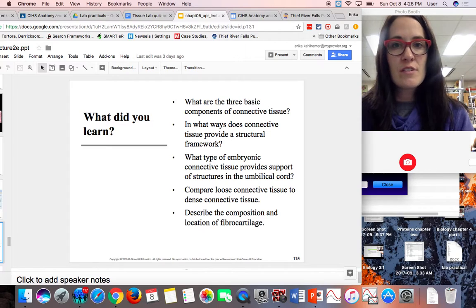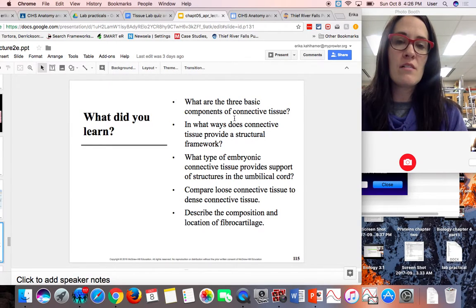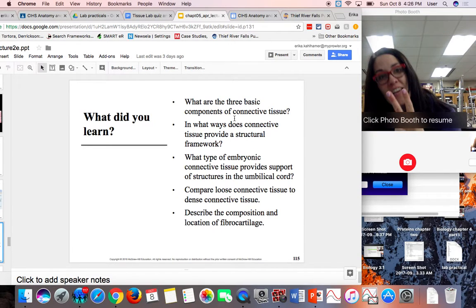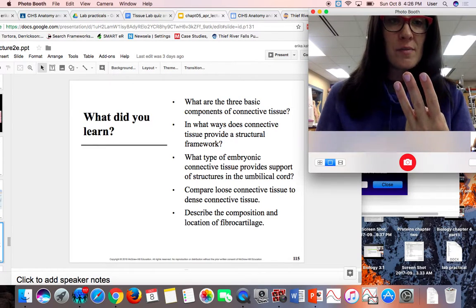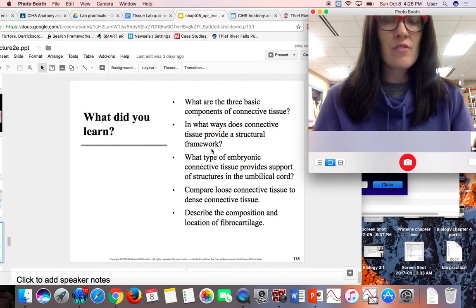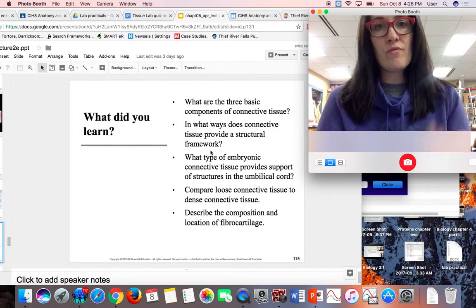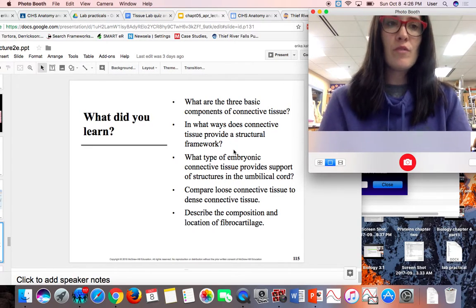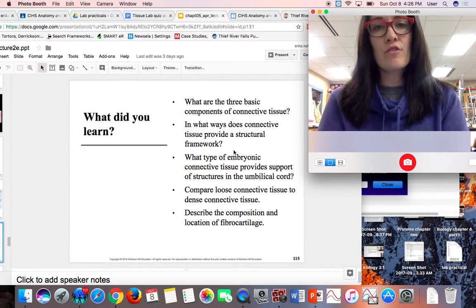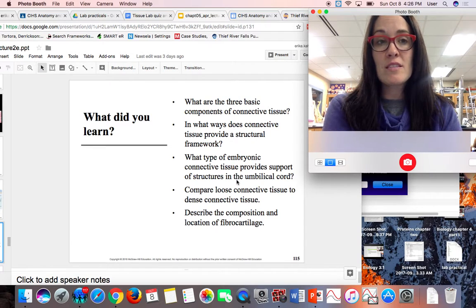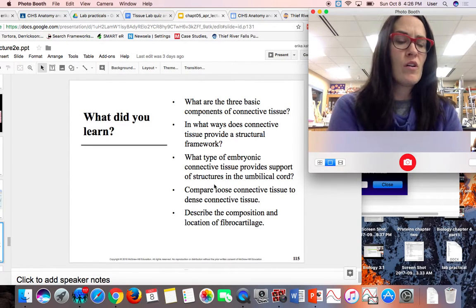All right. So, what are the three basic components of connective tissue? We have the fibers, we have the cells, and we have the ground substance. And that ground substance can be solid, semi-solid, or liquid. In what ways does connective tissue provide a structural framework? Again, it's those fibers. And then, like bone, for example, is a hard matrix that provides a structural framework. What type of embryonic connective tissue provides supportive structures in the umbilical cord? That would be that special one. Wharton's jelly is what one book called it. I forget what this one book called it, but it's very specialized.